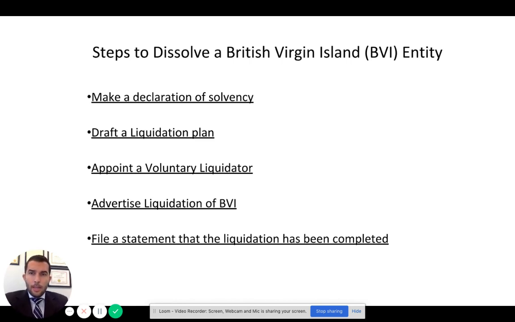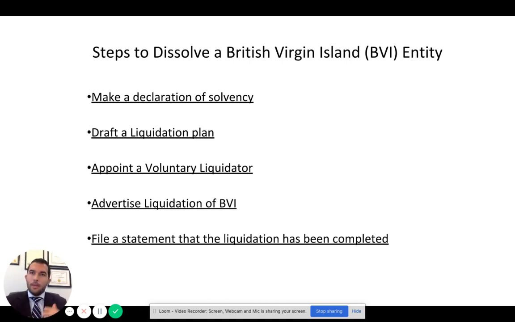Once this is done, he will file a statement that the liquidation has been completed. It will be registered with the register of companies in the BVI, and at the same time, he will be sending over a certificate of liquidation, and he would take off the company from the register. So it's a pretty complicated process. This is just the basics of it.